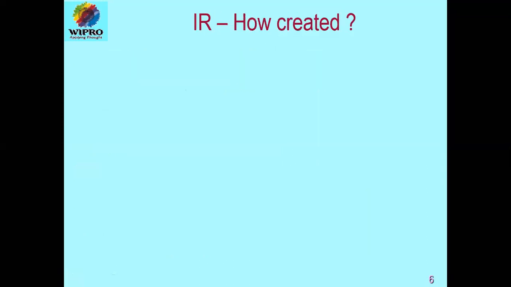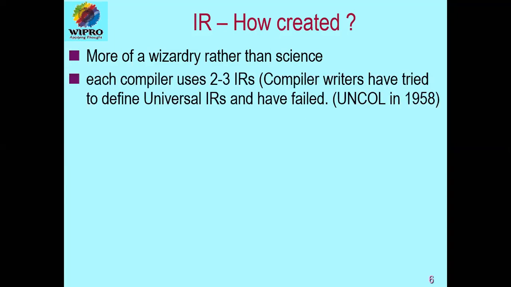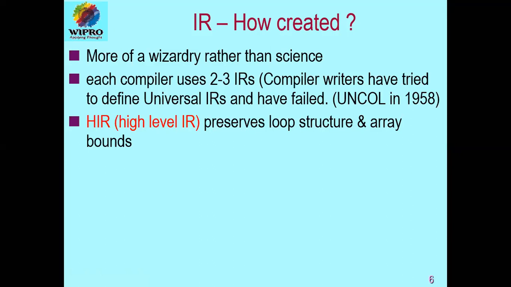Okay. How is it created? See the wording? It is wizardry rather than a science. We need to express the computation as it is by removing the unwanted programming language details. That's the objective, that's the target to be achieved. So each compiler uses 2 to 3 IR representations, and the majority of them use what we call the 3 address code. But we shall see the hierarchy. We have 3 levels of IR codes.